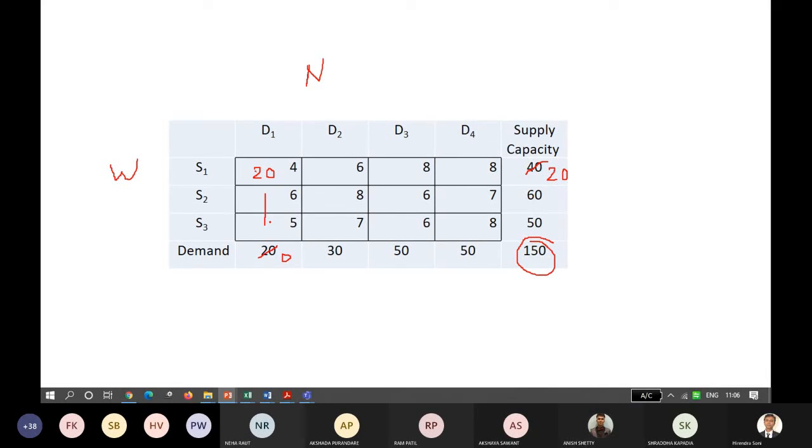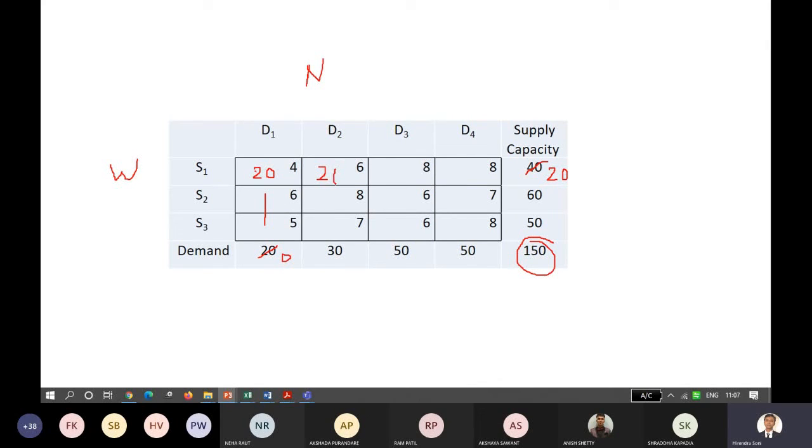Okay, now my next northwest corner cell, since I have already made an allocation here, these cells have got cancelled. So this entire D1 is out of question now. Now my next northwest corner cell is S1 D2. S1 D2 has a requirement of 30 units, whereas S1 can supply only 20 units. So we will allocate the maximum possible.